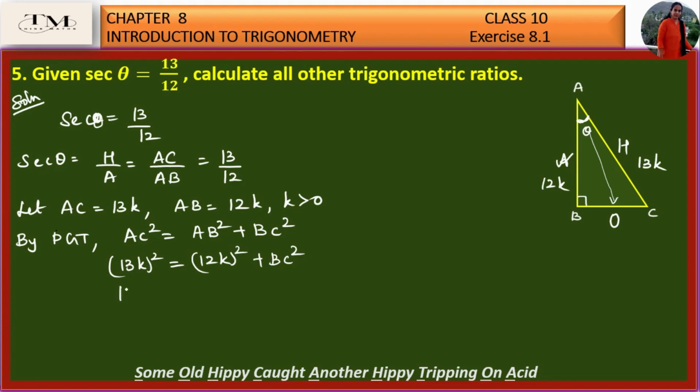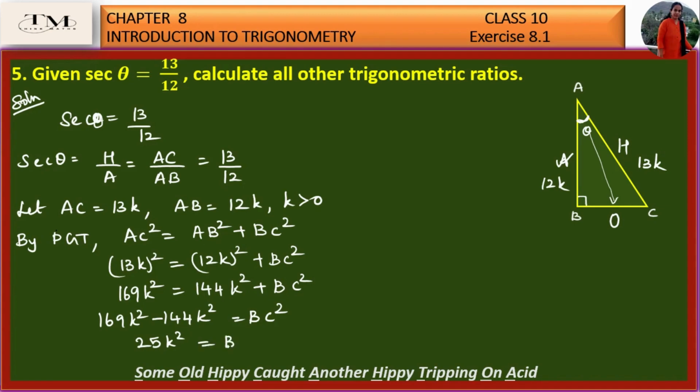This 13 square, you all know, is 169. K square is K square. 12 square is 144 K square plus BC square. 169 K square. Bringing this 144 K square to the other side, 169 minus 144 is 25 K square equal to BC square. So we can write 25 as 5 square, K square equal to BC square. So 5K whole square equal to BC square.